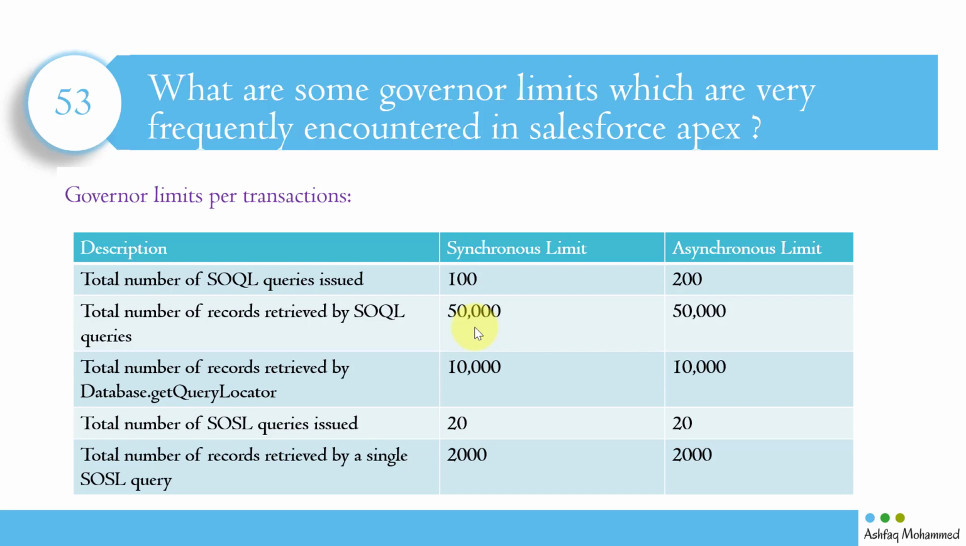Think about it. As a general rule, this is my screen, and I cannot display 50,000 records on one screen. If you want to display 50,000 records on a screen, it is not possible. If it is not possible, then what is the reason? Why are we getting even 50,000 records?